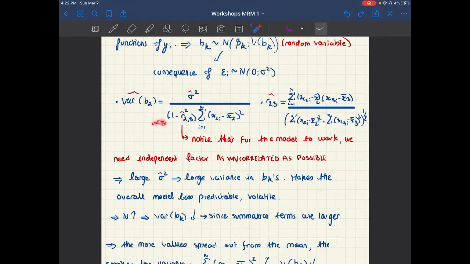And all of that is divided by 1 minus the sample correlation between x2i and x3i times the summation of x2i minus x2 bar squared. And the sample correlation is given by this really weird formula between x2i and x3i.